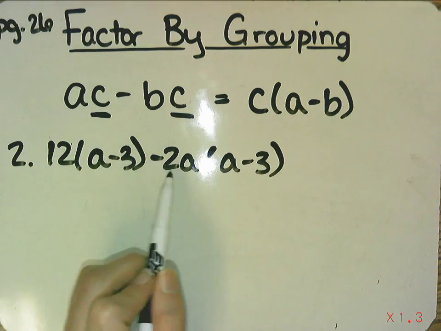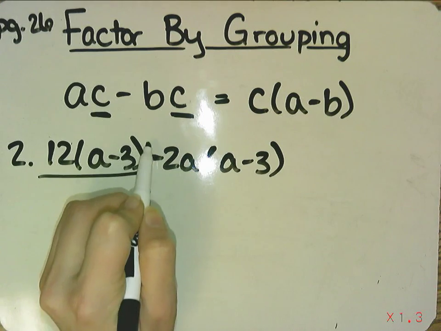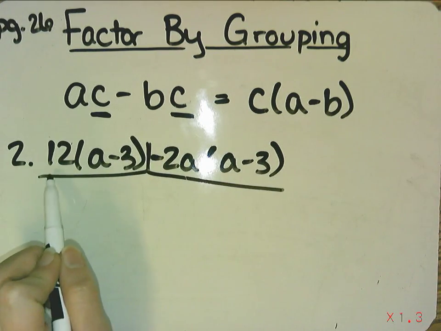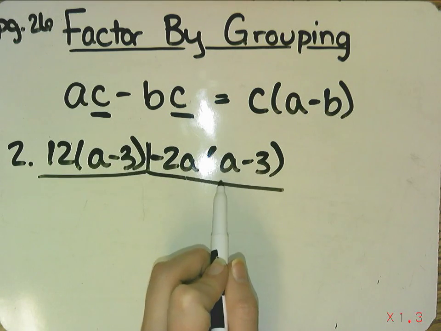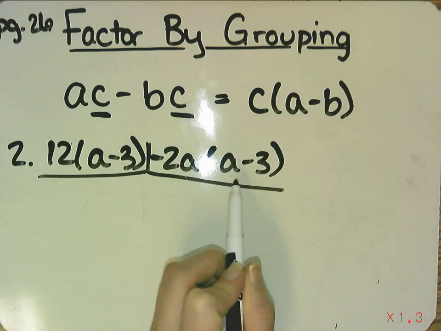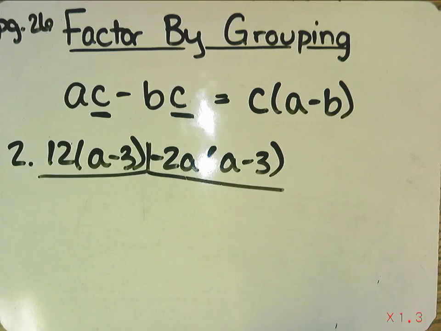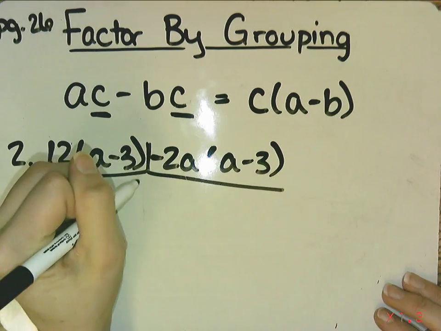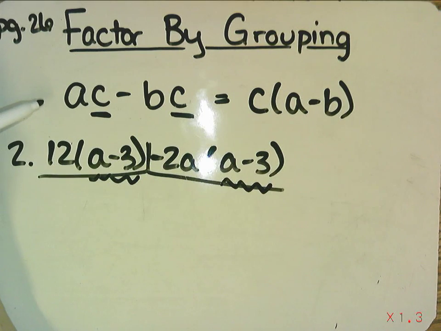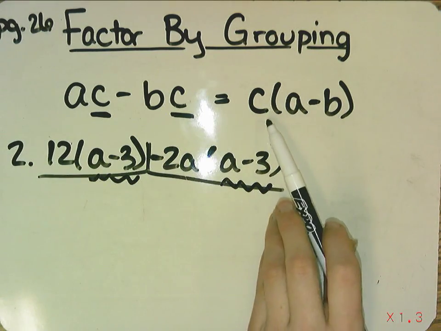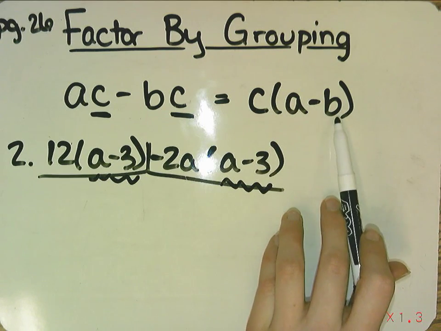So I have two terms, one's here, one's here. This is the product of 12 and a minus 3. And this is the product of negative 2a and a minus 3. So both of these terms have a common factor of a minus 3. So up here, when our two terms had a common factor of C, we saw that we could factor out C, and we were left with A minus B.